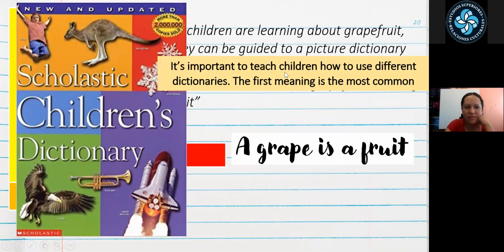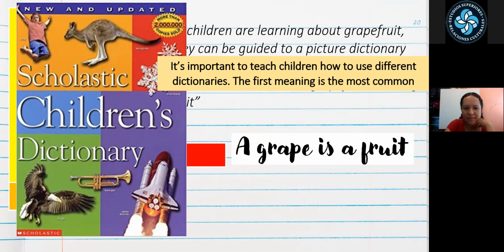And also, it is important to teach children how to use different dictionaries, right? Sometimes in the dictionaries, we can find that there are a lot of meanings. As you can see in the dictionaries, they have the main definition, and then you have a second definition that is related, but in another context, and then we have another one and another one.